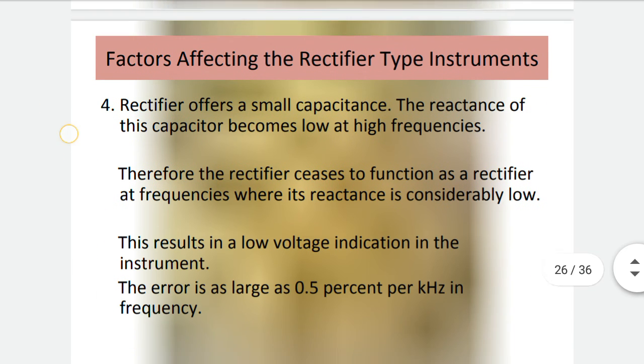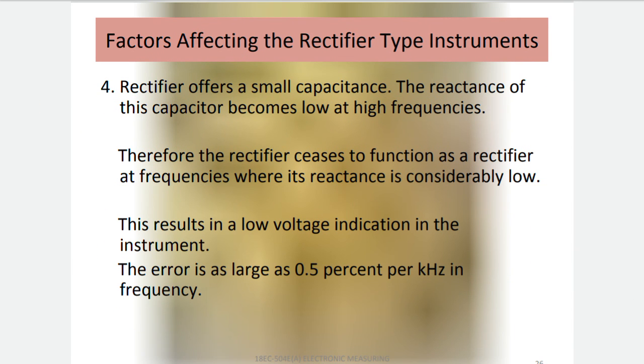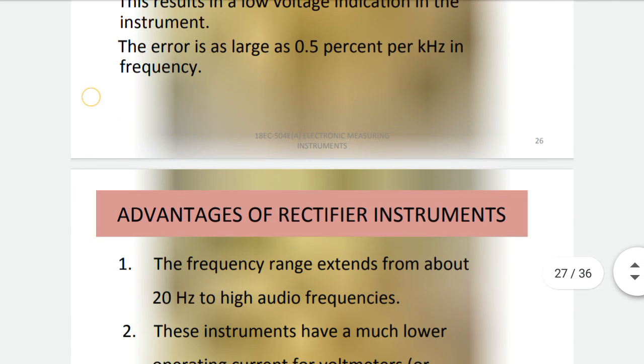And the fourth factor, the rectifier offers a small capacitance. The reactance of this capacitor becomes low at high frequencies. Therefore, the rectifier ceases to function as a rectifier at frequencies where its reactance is considerably low. This results in a low voltage indication in the instrument. The error is as large as 0.5% per kilohertz in frequency.